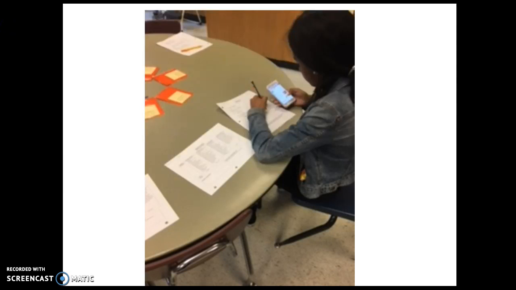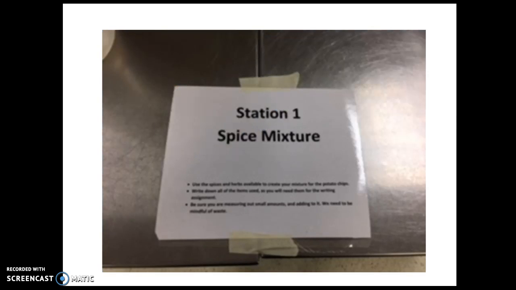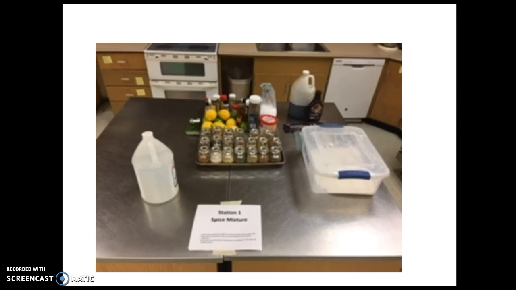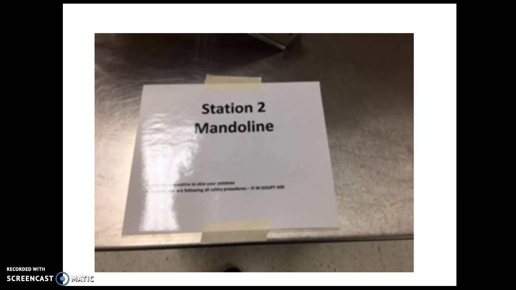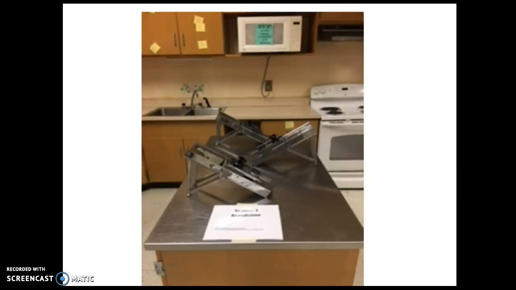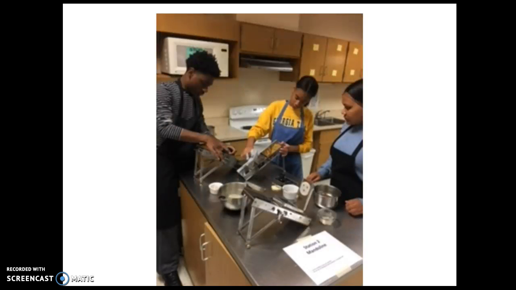I'm going to go over the lab with you. Here you see a student working to complete all their paperwork using BYOD. And then they go along through the stations. Station 1 is where they develop their spice mixture. Everything is out for them. Once they're finished with station 1, they go to station 2, which is the Mandoline, where they use this piece of equipment to cut their potato chips.